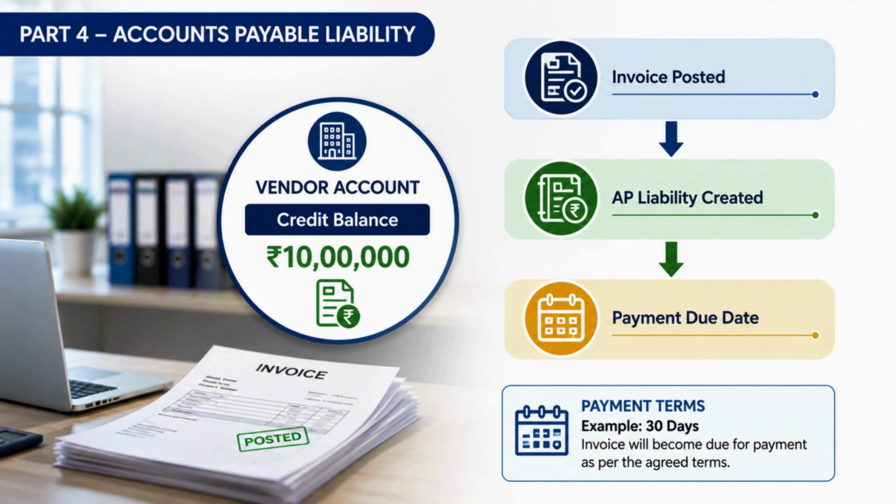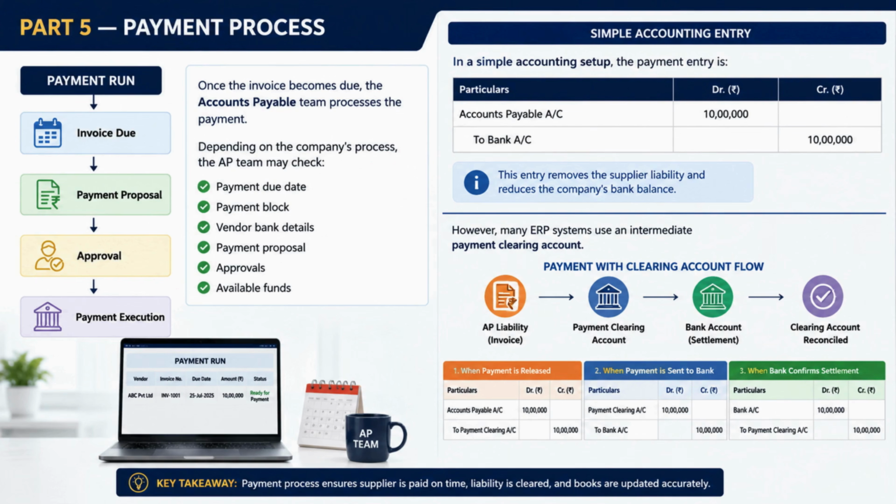The AP team will monitor this invoice based on the payment terms. For example, suppose the supplier has given the company 30-day payment terms. The invoice will become due for payment according to those agreed terms. Once the invoice becomes due, the accounts payable team processes the payment. Depending on the company's process, the AP team may check payment due date, payment block, vendor bank details, payment proposal, approvals, and available funds. In a simple accounting setup, the payment entry is: this entry removes the supplier liability and reduces the company's bank balance.